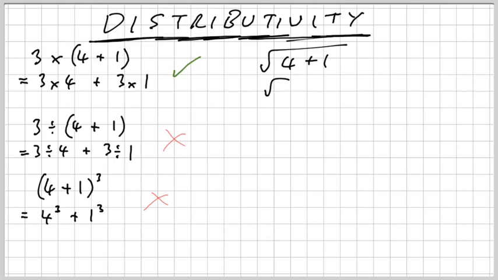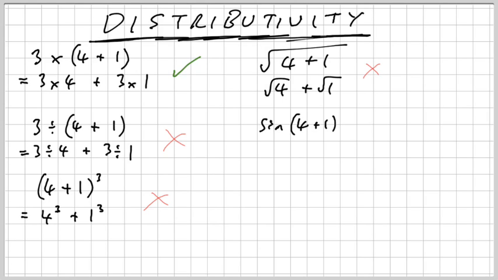What about square rooting? No, we don't seem to be getting anywhere here. But of course, we've just seen that raising to the power 3 doesn't distribute over addition. And here, raising to the power a half, which is what a square root is, does not distribute over addition. So powers in general do not distribute over addition.